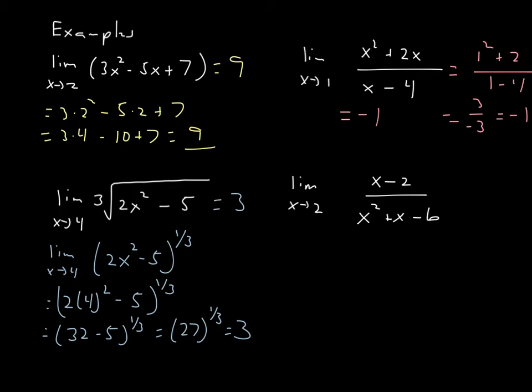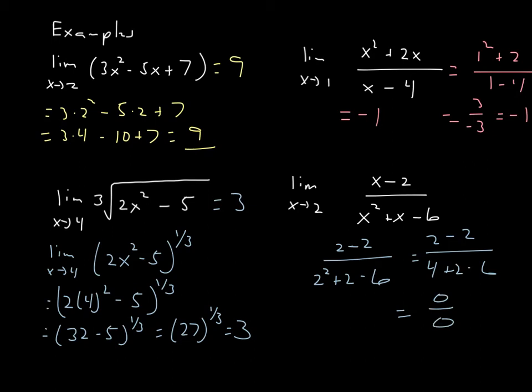The last one we have here is the limit as x approaches 2 of x minus 2 over x squared plus x minus 6. Well, in that situation, when I plug that in, I'm going to get 2 minus 2 over 2 squared plus 2 minus 6, which is going to give me 2 minus 2 over 4 plus 2 minus 6, which gives me 0 over 0.